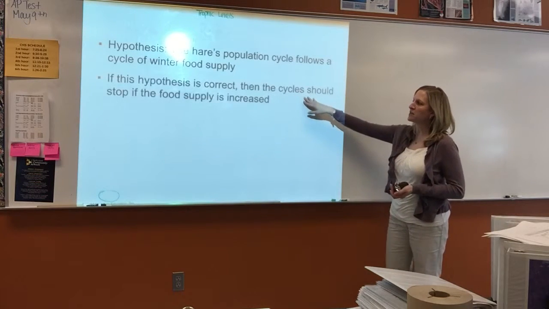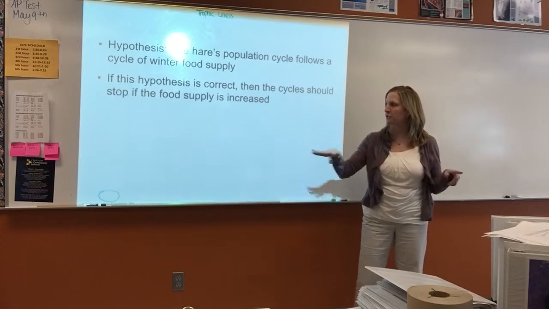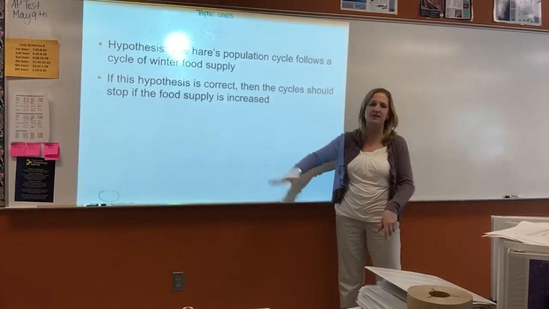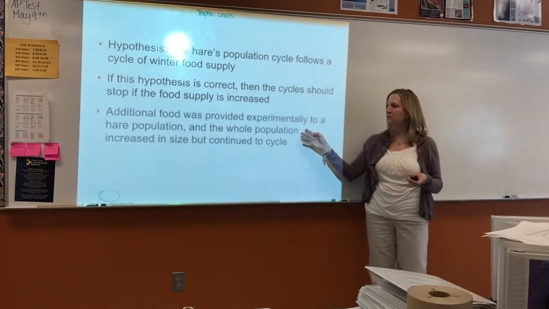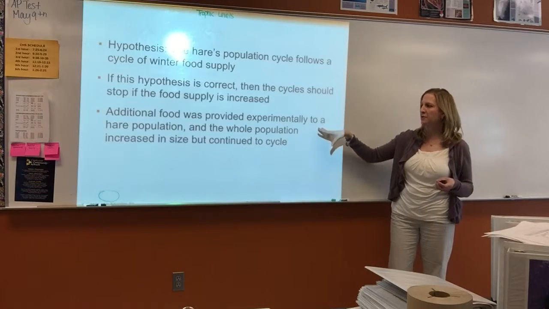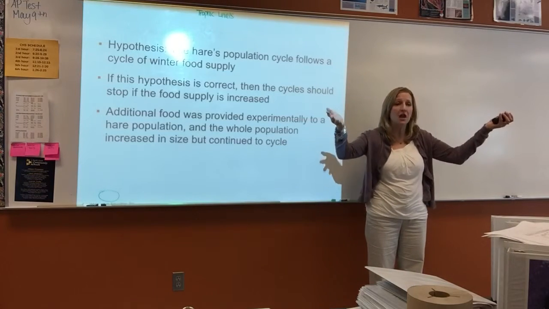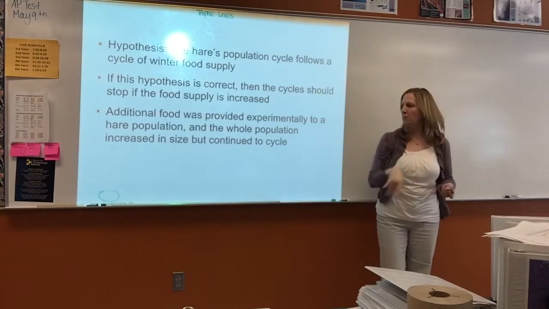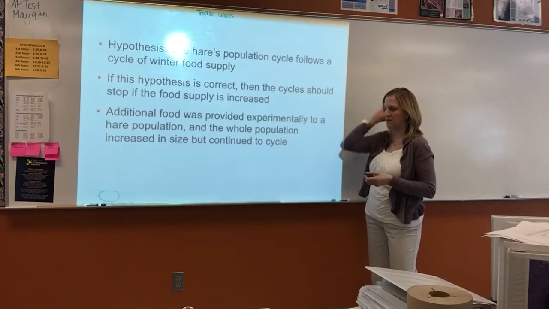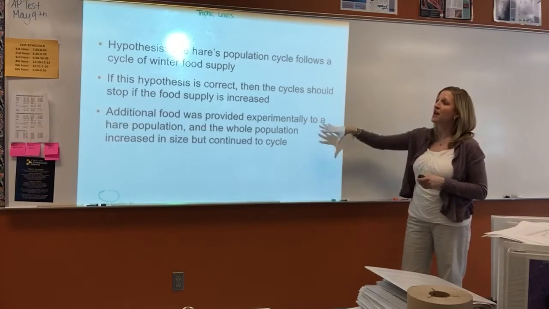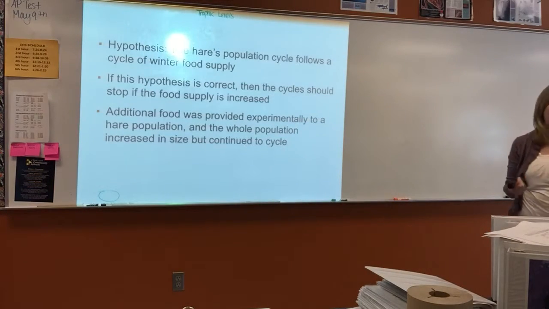So if that was correct, then the cycle should stop if they gave unlimited food to the hare. If the food supply is increased, you shouldn't see that drop if there's plenty of food. What they found experimentally, when they provided food to the hare population, is the whole population increased in size. So there were more hare in general, but they still saw the up and down, the boom and the bust. They still saw that cycle. It's just that the cycle moved up in the graph because there were more individuals. So that proved that it's really not due to their food supply that the hare population goes up and down.